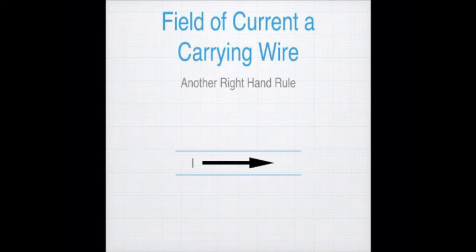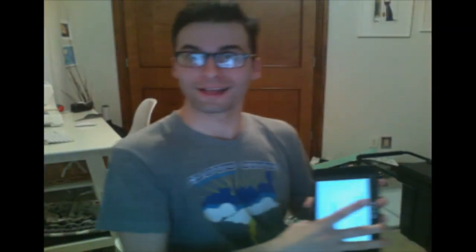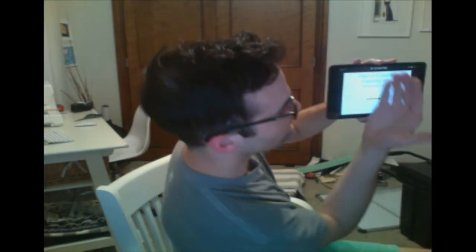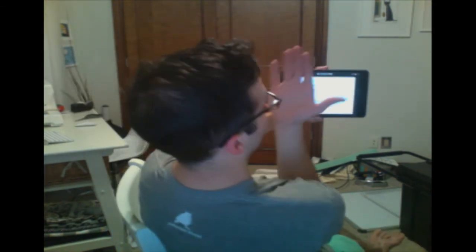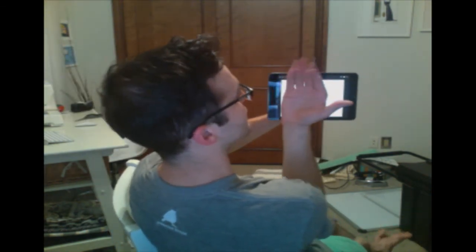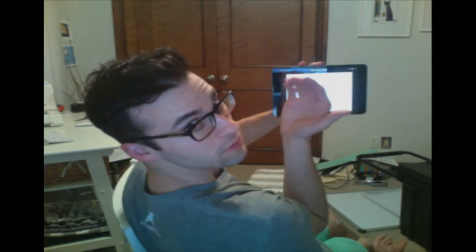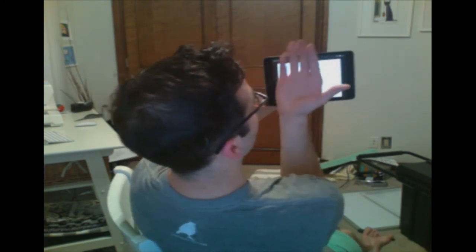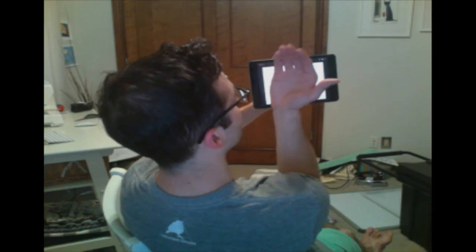So what you do is you grab the wire with your thumb pointed in the direction of the current. So I'll show you how to do this again. So here's my wire. It's going this way. I'm going to grab it with my thumb pointed this way. Okay. Now, as I grab it, my fingers are going to indicate the direction of the field. Okay. So you grab it, and you've got a field above the wire, and then you can curl all the way down to below the wire too. So let's take a look at what that looks like.